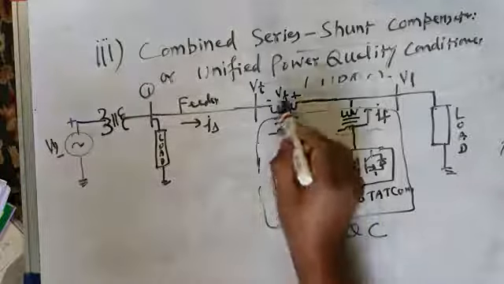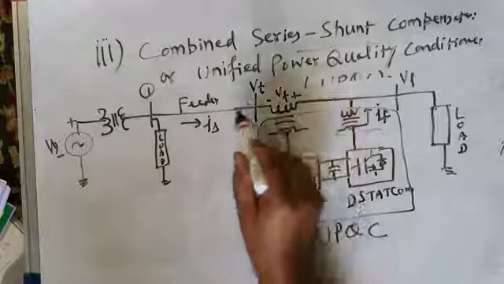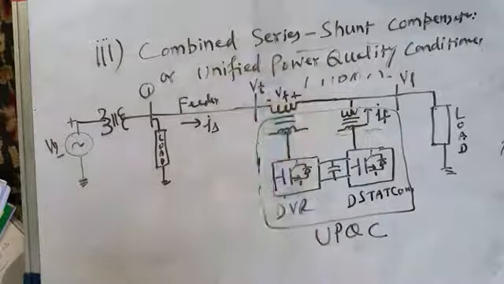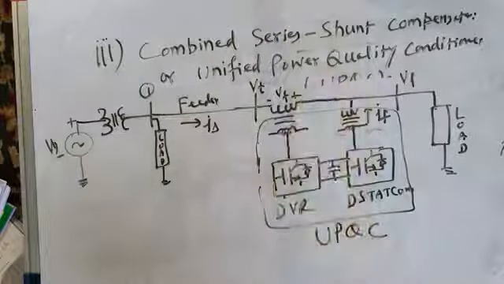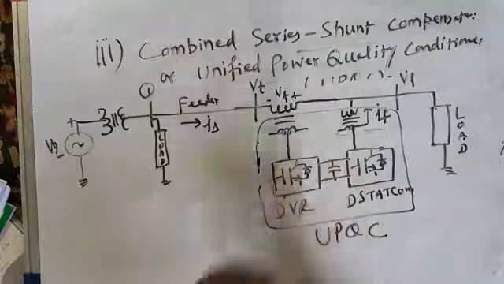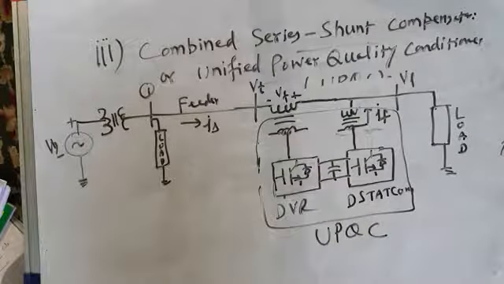And this DVR injects the voltage. This voltage compensates the voltage distortion in the supply voltage. It takes care of voltage sags, voltage swells, and hence it addresses the voltage related power quality problems.